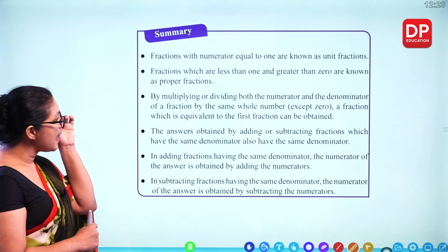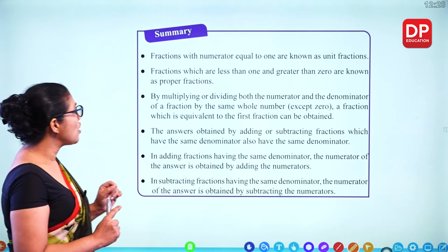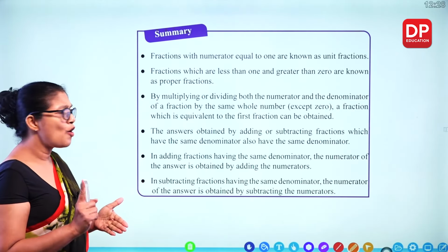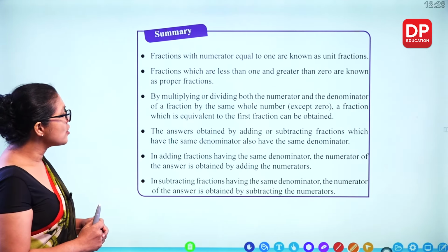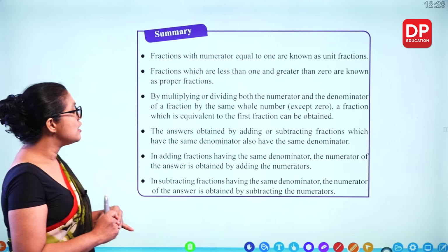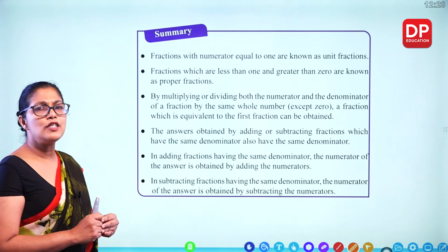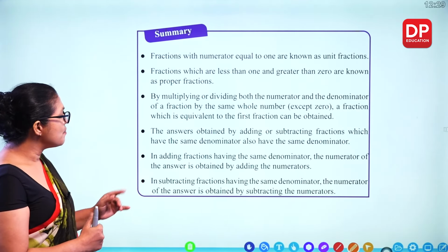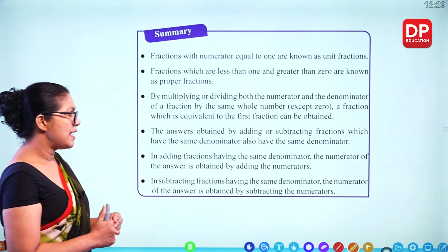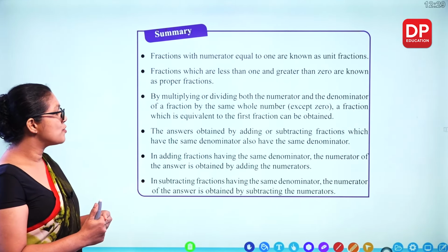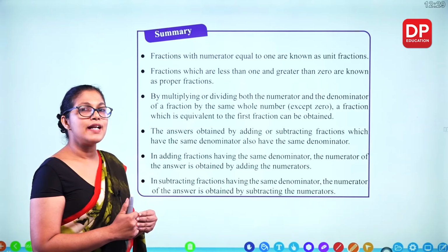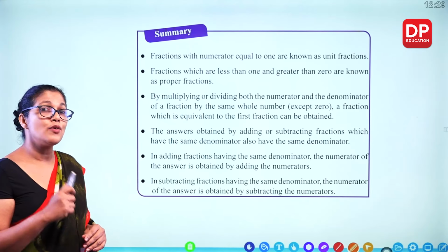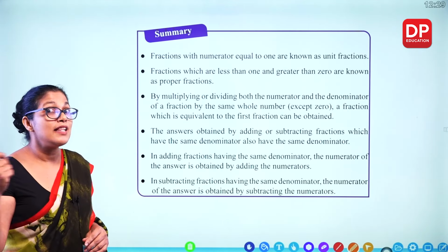The answers obtained by adding or subtracting fractions which have the same denominator also have the same denominator. We don't add the denominators again. In adding fractions having the same denominator, the numerator of the answer is obtained by adding the numerators. If the denominator is the same, you just add the numerators. In subtracting fractions having the same denominator, the numerator of the answer is obtained by subtracting the numerators. So practice all theory related to fractions because you need this. You need it next year till grade 11.